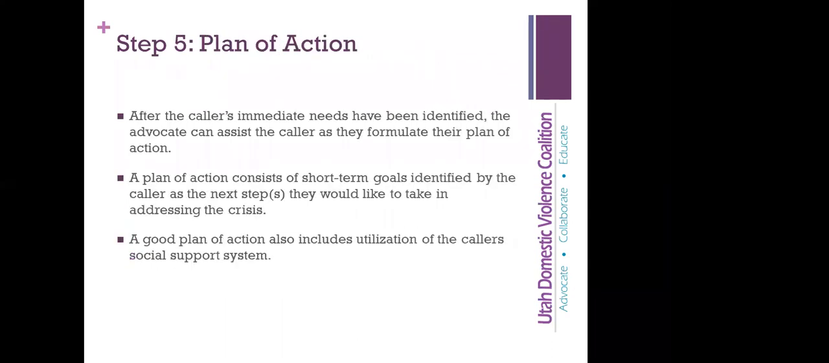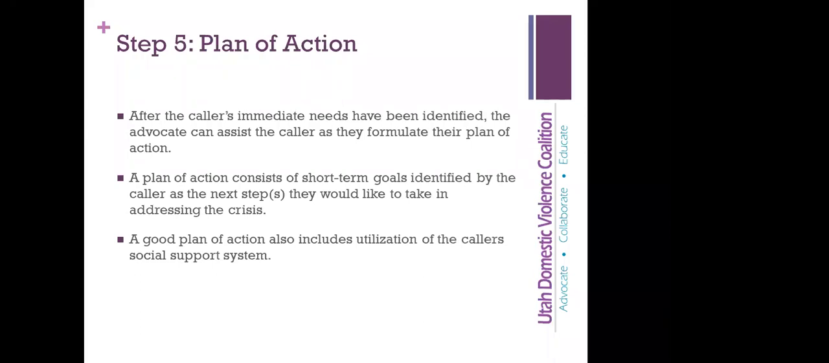Okay, with all of that, we've gone through all this stuff. What we now want to do, once we've gotten people to hopefully a more stable place, is create a plan of action or a safety plan around what we just talked about. So after we've identified the immediate needs and what the person wants help with, we can assist the caller as they formulate their plan of action. And again, it's them formulating it. We can suggest things. We want to offer options to people. That's a part of empowerment, and giving them a choice, but it's not something where we want to dictate what they do. It's entirely up to them.